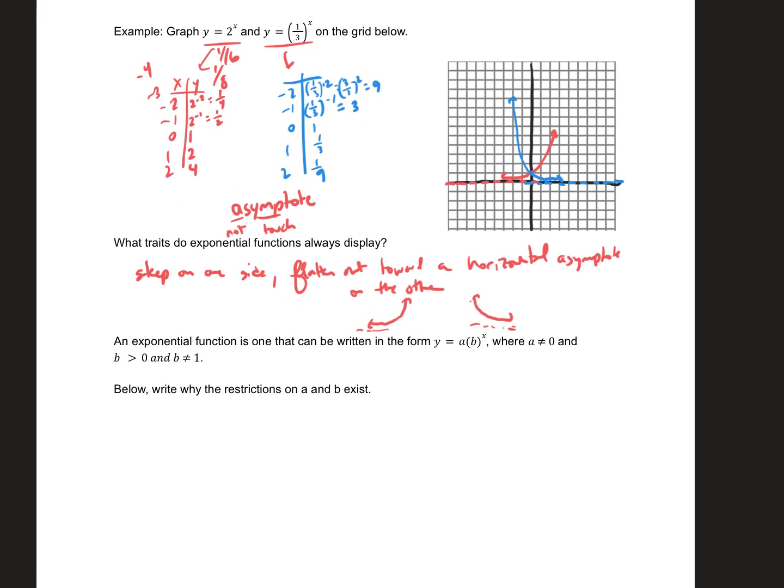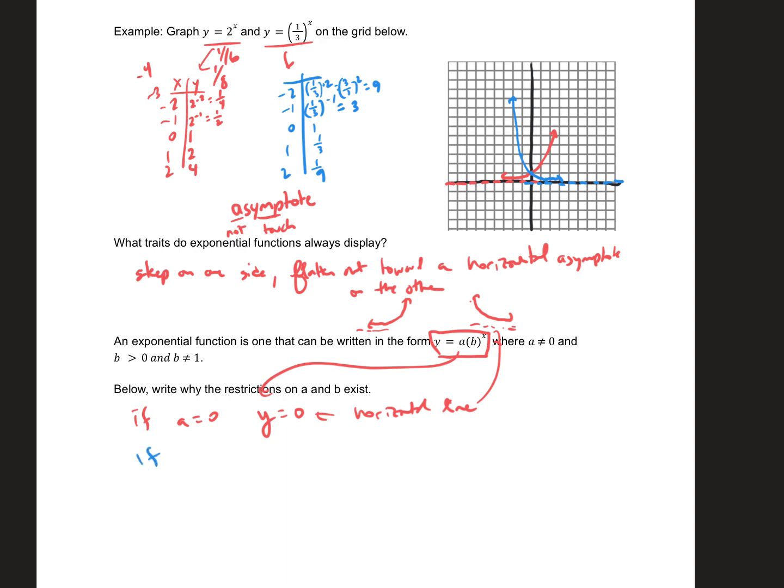Now, an exponential function is one that can be written in this form, where a is not equal to 0 and b is bigger than 0 and can't equal 1. So there are some restrictions on a and b, and it's important to know why they exist. Otherwise, they're just kind of random. If you let a be 0, then this becomes y equals 0. That's a horizontal line. That doesn't fit this shape, so it's not exponential.